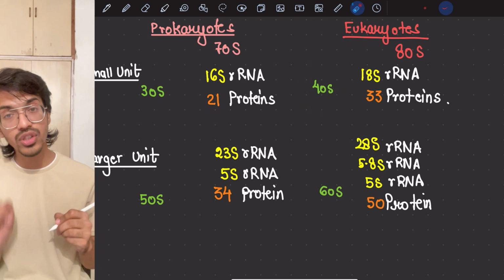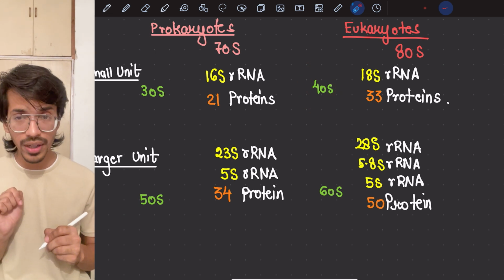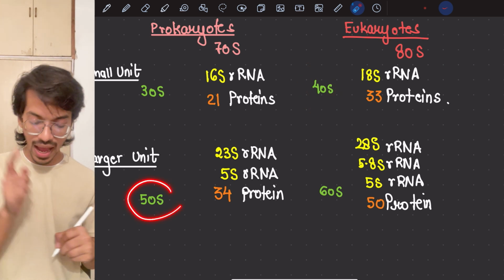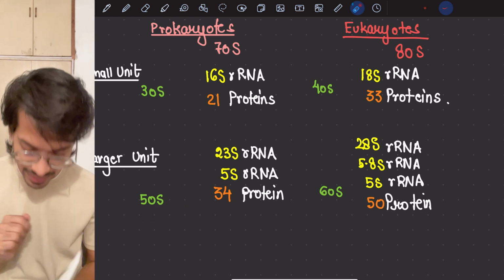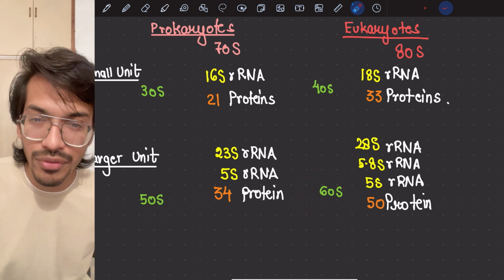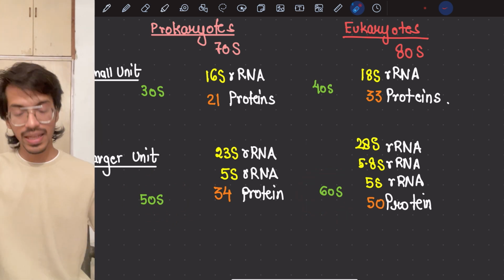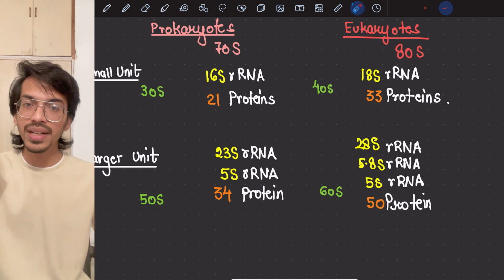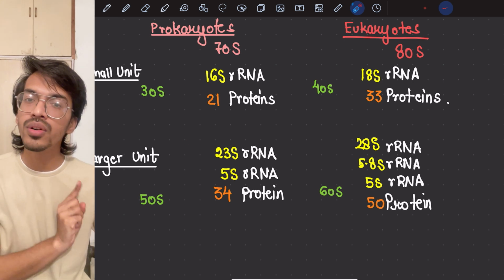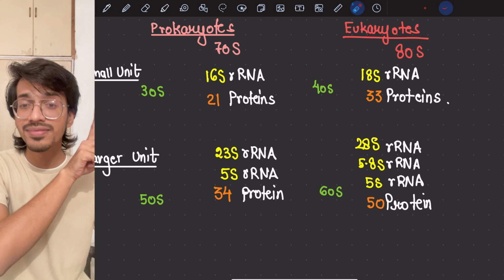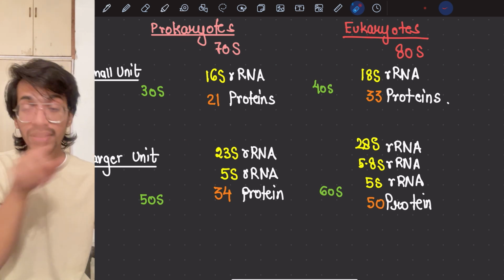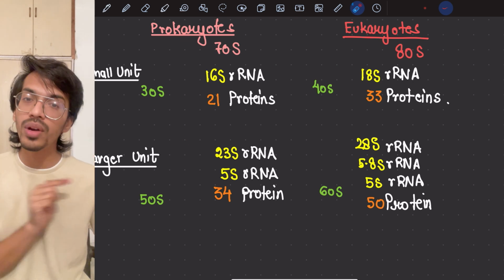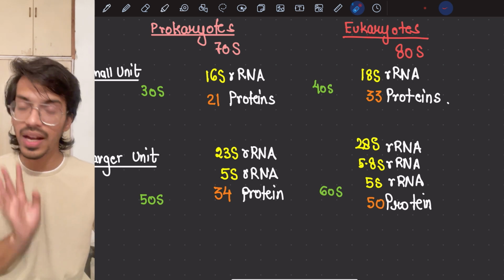Then the larger unit of prokaryotes is 50S, and the smaller unit is what? 30S. Then the only thing you have to remember first would be what? That the number of proteins in all of them is different. So 21, 33, 34, 50. 21, 33, 34 and 50. Then comes the rRNA.